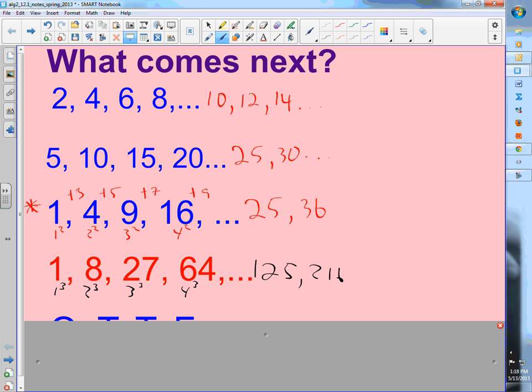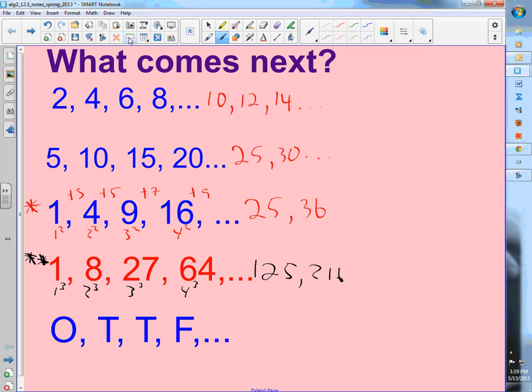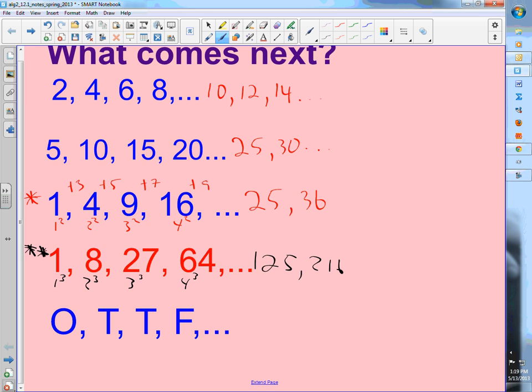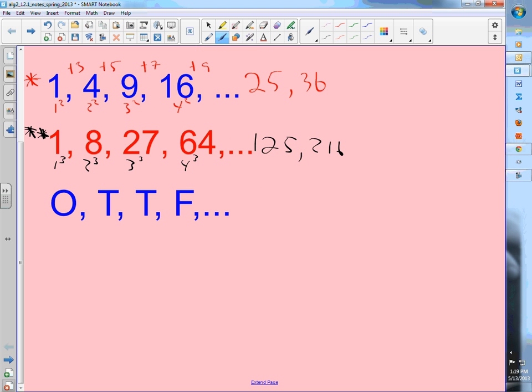There won't be many sequences that are not of the type that we are most likely to work with, but these 2 right here would be 2 of them. So recognize your perfect squares, perfect cubes. If you know the next term, you can give one answer and that's it, and then let everybody else have a chance.